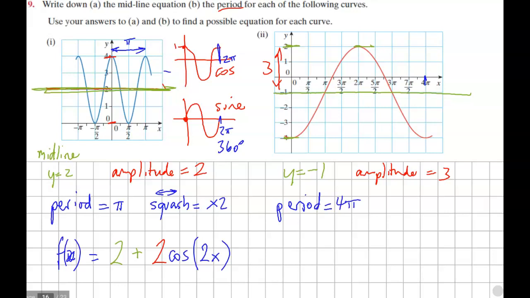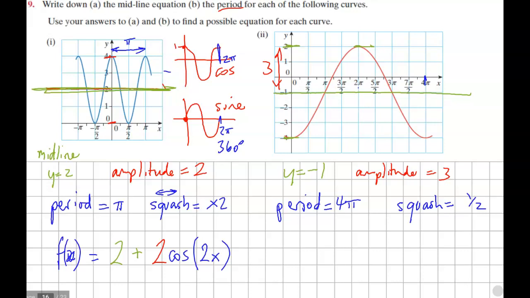Therefore, my squash, in a sense, it's counterintuitive here. It's actually a stretch. In a sense, I'm only getting half of the oscillation done inside 2 pi. Much like this one here, I get 2 oscillations in 2 pi, and so it's 2 times 2. Here my squash is a half, because I only got half of an oscillation within 0 to 2 pi.